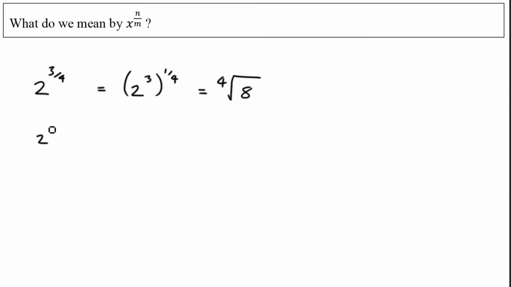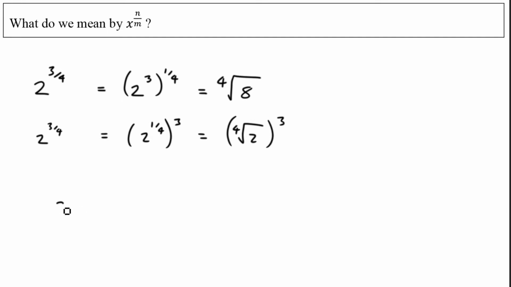It's worth noting that there's more than one way of doing this. It would also be correct to say that we have 2 to the power of 1/4, to the power of 3, because if we multiply the quarter and the 3, we again get back to 3/4. So we could say that this is the 4th root of 2, all cubed. Both of those things would be correct.